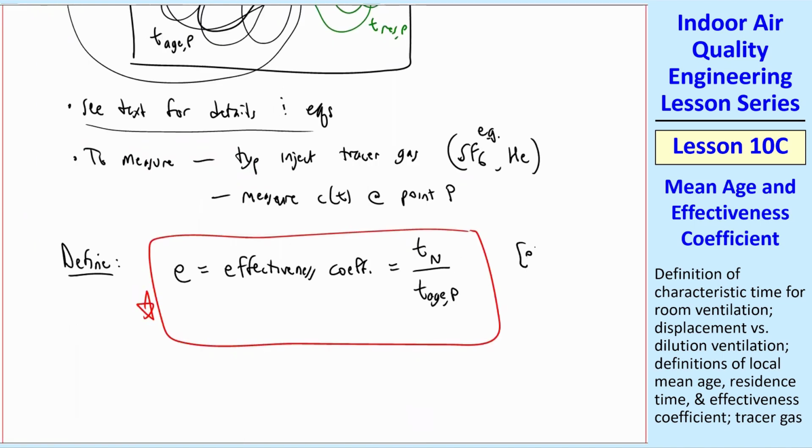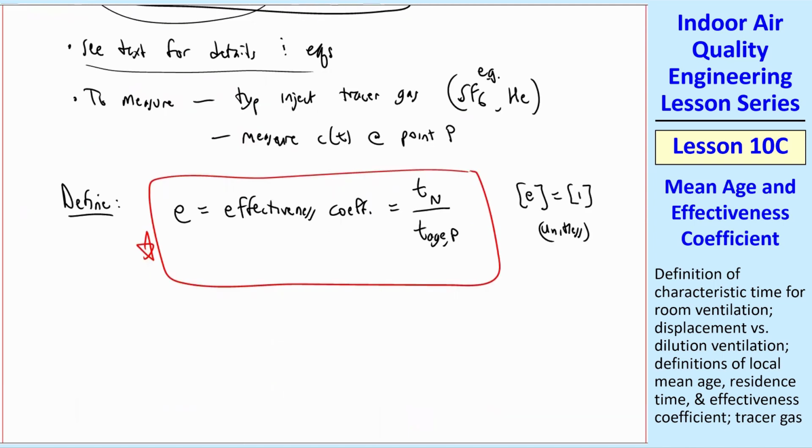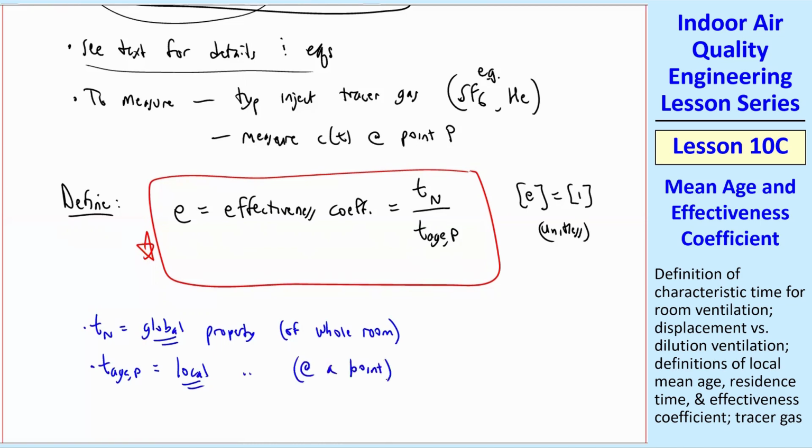The units of E are 1. In other words, it's unitless. Tn is a global property. It's a property of the whole room, 1 over the number of room air changes. That's a room property. It has nothing to do with where you're at in the room, whereas P is a local property, and that's at a point. And you can do this at various points in the room then.